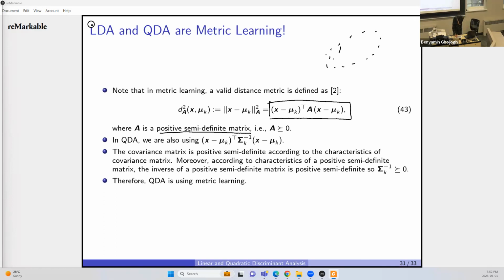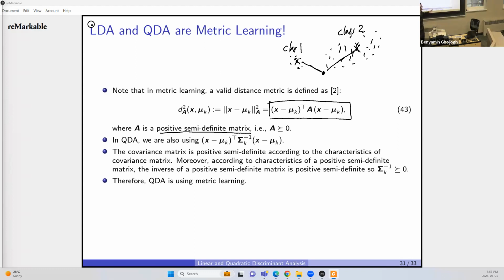Consider this class. I think I have it somewhere else in my slides, but for now, consider these two classes, and this is a test point. The means of these classes are these. So this is one mean, this is one mean. By Euclidean distance from the means of the classes, so this is class one, this is class two. I take Euclidean distance from the means of the classes. Euclidean distance tells me that this test point belongs to class one, but the human eye says it's in class two.